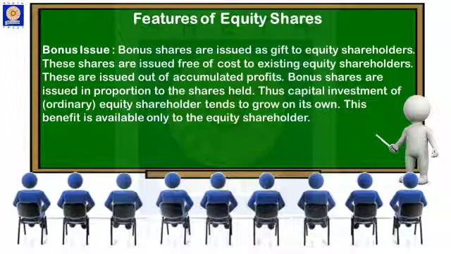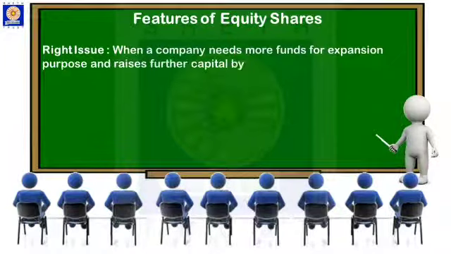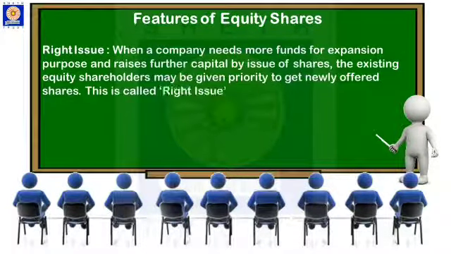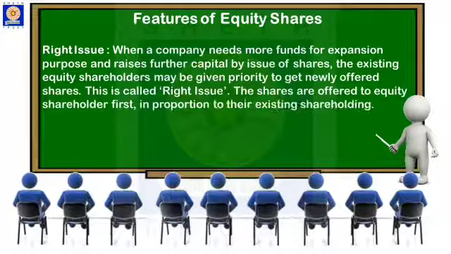Likewise, there is one more benefit for equity shareholders, that is the right issue. In future, when a company needs more capital, more funds for expansion or for repaying any debts, the company can collect more capital by issuing more equity shares. But the issue option is firstly given to the existing equity shareholders. This is called a right issue.